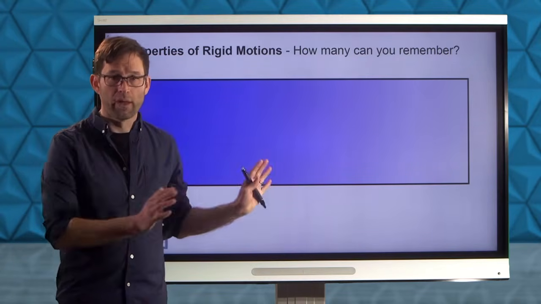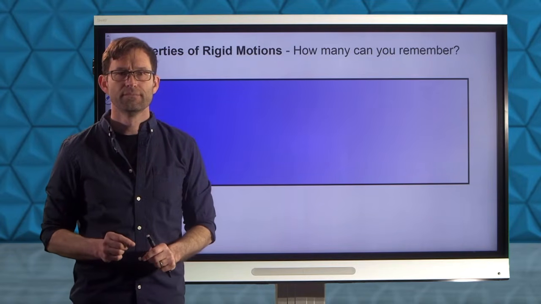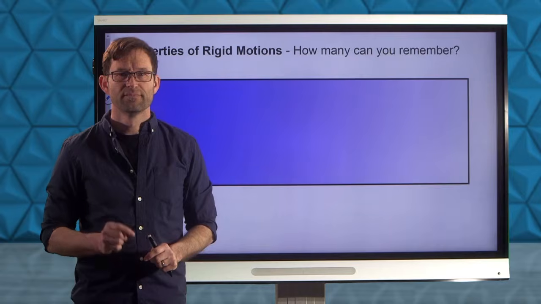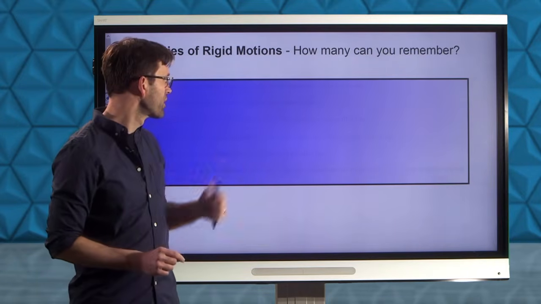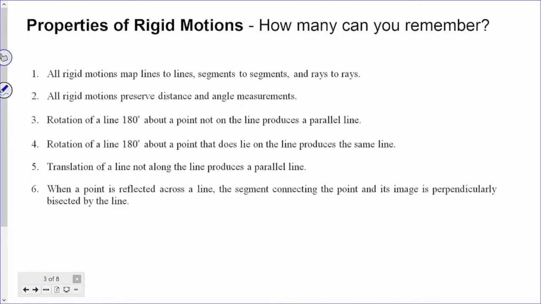Now, before we take away the screen, how many of them do you remember? All right, let's take a look at them. Okay, and let's kind of go through these one by one. Number one, all rigid motions map lines to lines, segments to segments, and rays to rays. So a line isn't going to suddenly turn into a ray, a segment isn't going to suddenly turn into a circle, or something like that. Number two, all rigid motions preserve distance and angle measurements. That is by far the most important of all the rigid body motions.